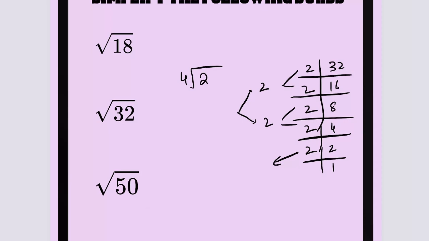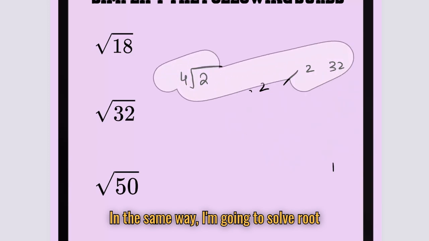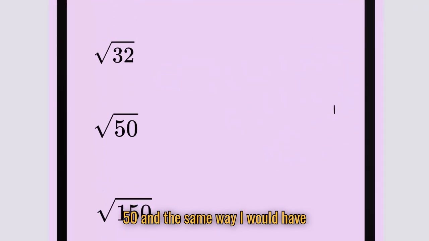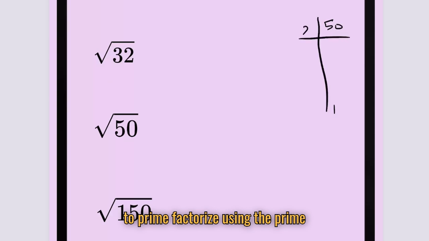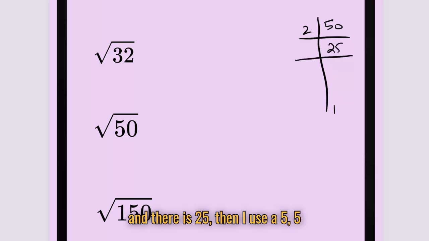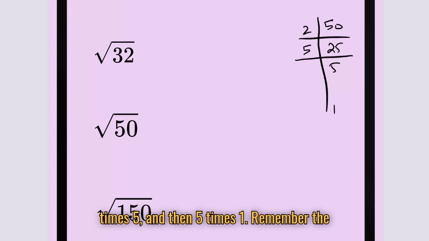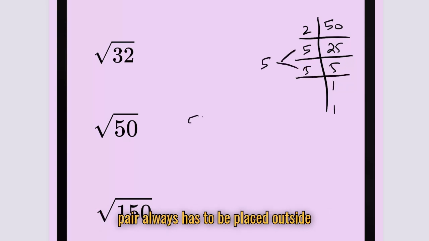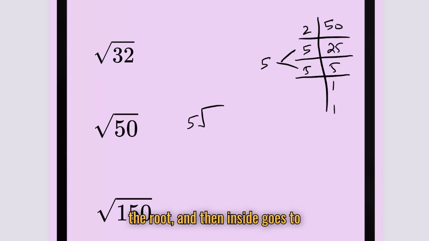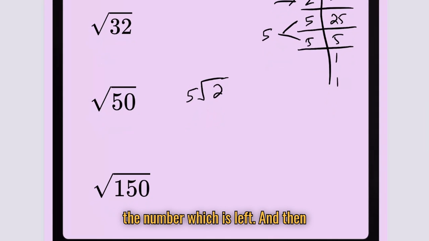In the same way, I'm going to solve root 50, and the same way I would have to prime factorize using the prime numbers. So 2 is the smallest prime number that divides 50, and that gives 25. Then I use a 5 times 5, and then 5 times 1. Remember, the pair always has to be placed outside the root, and then inside goes the number which is left.